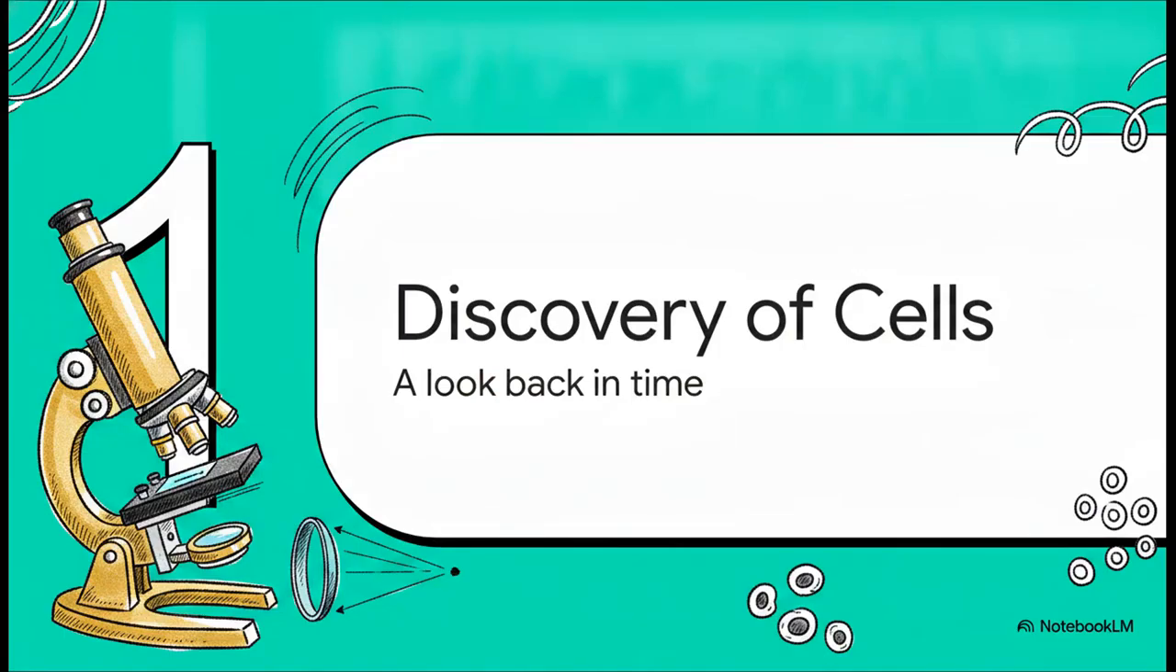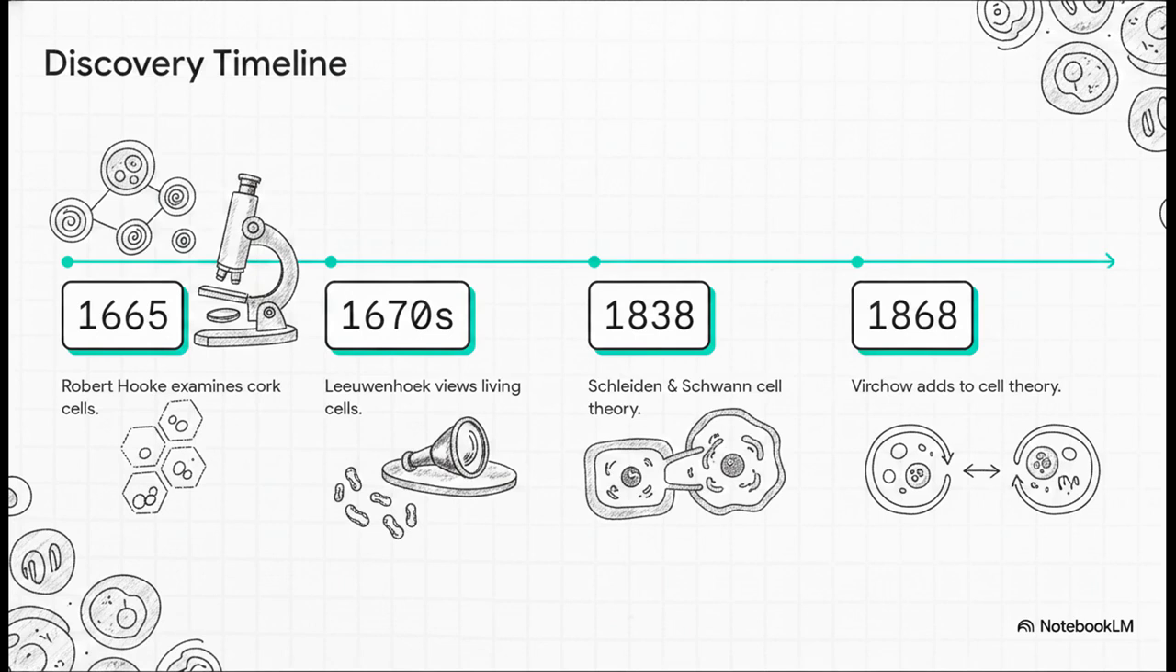All right, section 1, the discovery of cells. Let's look at how humanity actually first peered into this hidden microscopic world. It's pretty wild to look at the timeline here. It was all driven by better and better magnification tech. In 1665, Robert Hooke is messing around with a primitive microscope, and then by the 1670s, Antony van Leeuwenhoek, the absolute father of microbiology, is actually watching living red blood cells and bacteria move around with a simple biconvex lens.